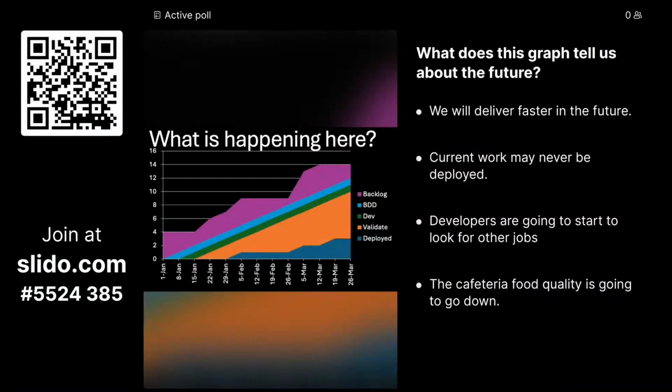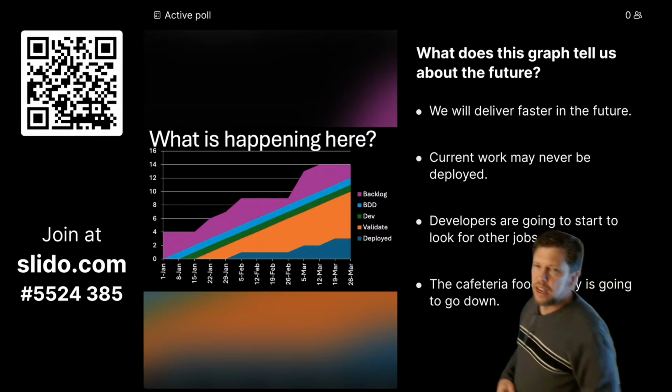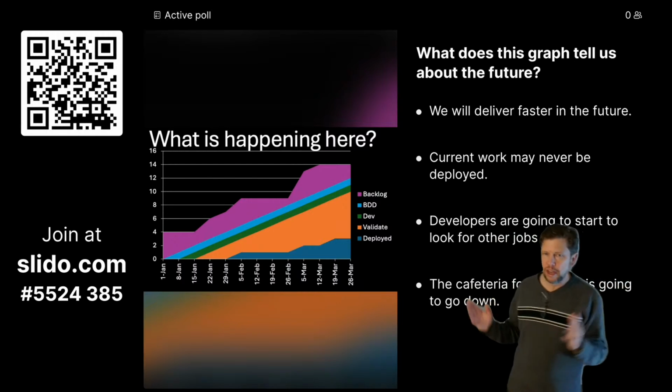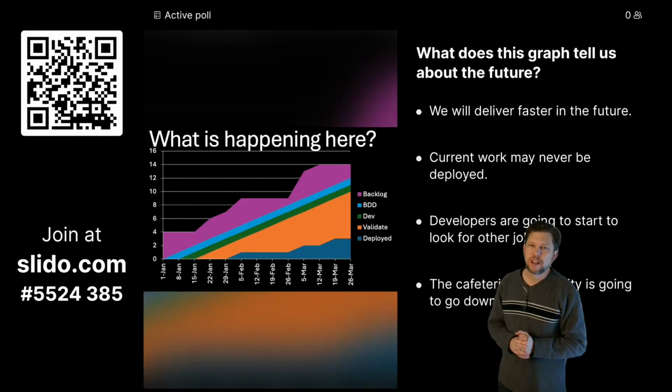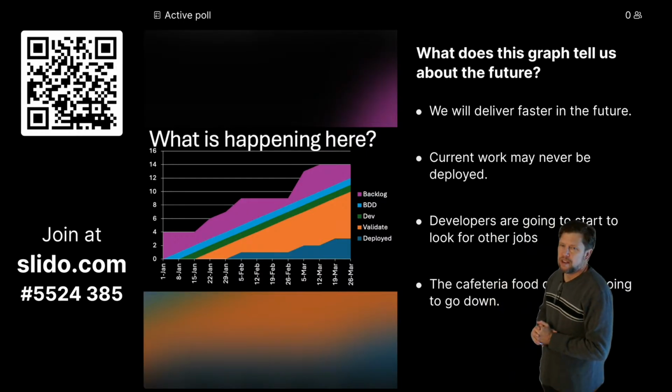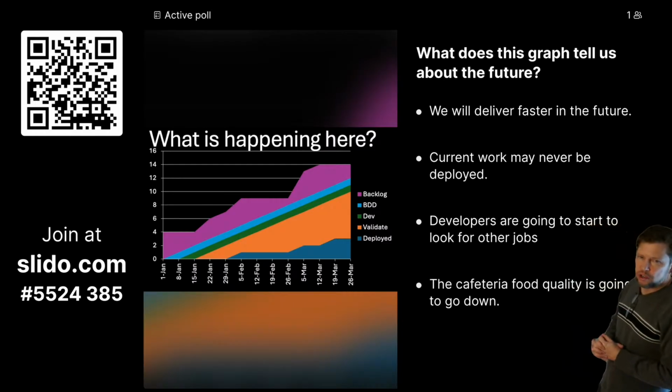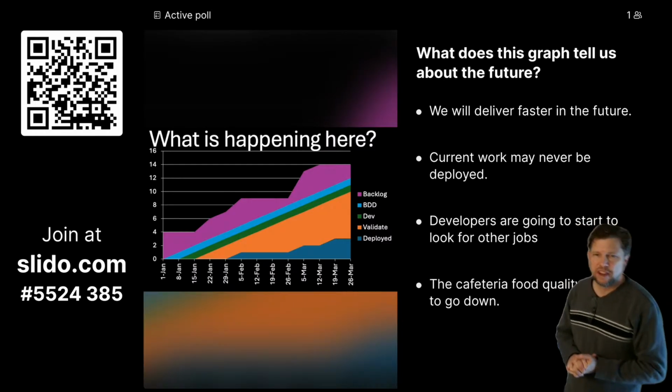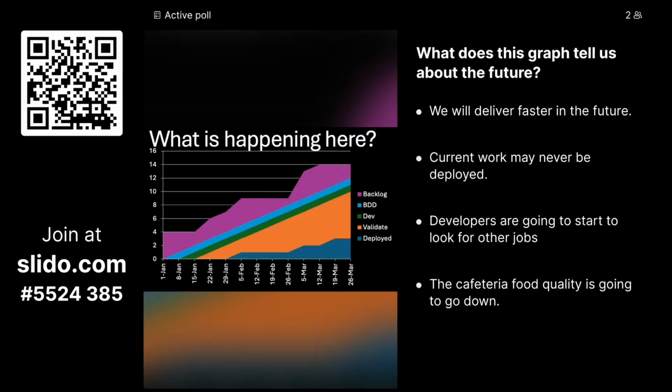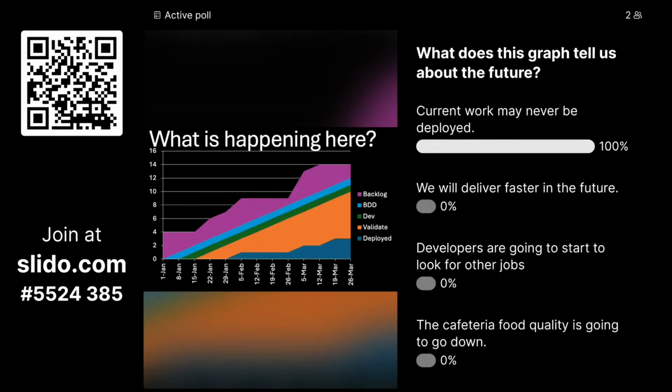Okay, so what does this graph tell us about the future though? If we look at this graph, do we say we'll deliver faster in the future? So we'll all catch up based on what we're seeing. Does it tell us that current work may never be deployed? Does it tell us developers are going to start looking for other jobs? Or does it tell us the cafeteria food quality is going to go down? Now, those might all be things that happen, maybe.